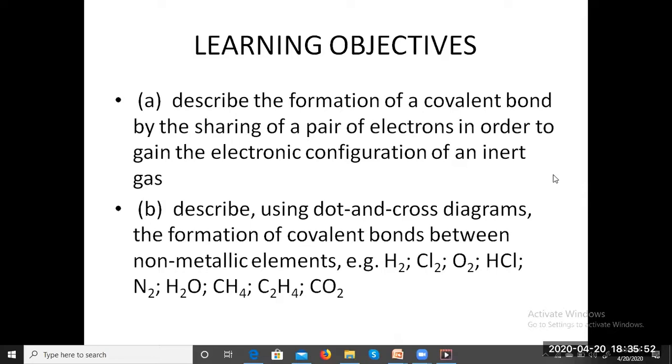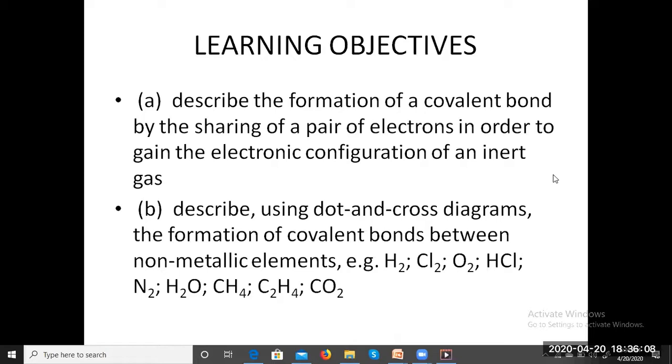Ahmed, our topic today is covalent bonding. Today we will learn how covalent bonds are formed, basically why atoms make bonds with each other. Do you have any idea why atoms make bonds with each other? Yes, ma'am.